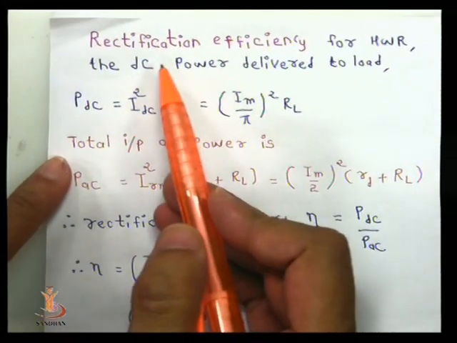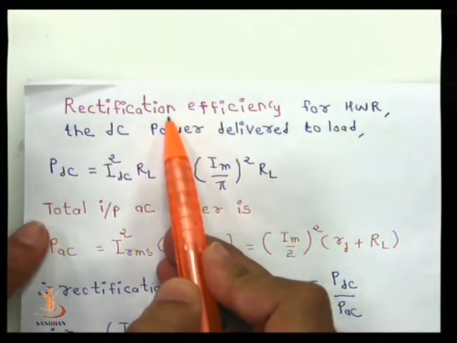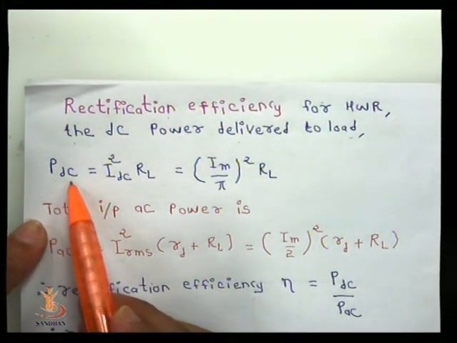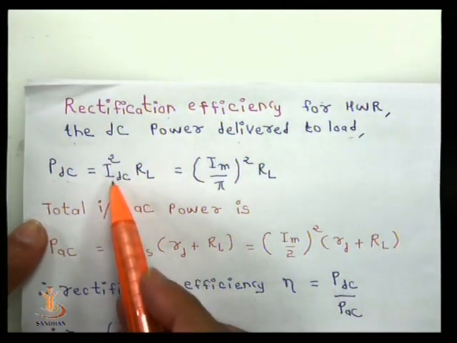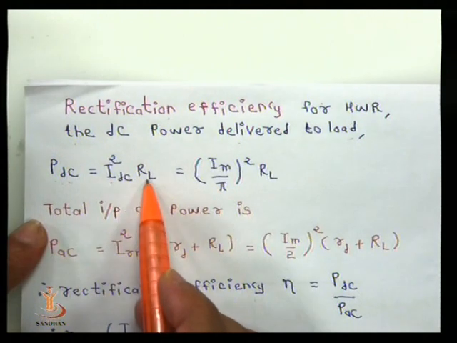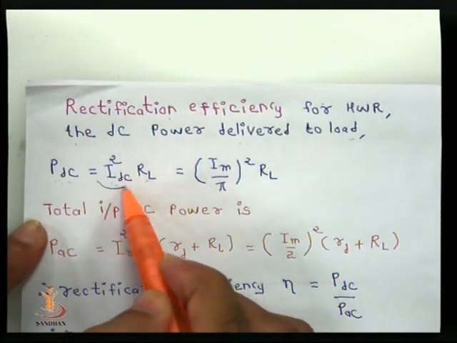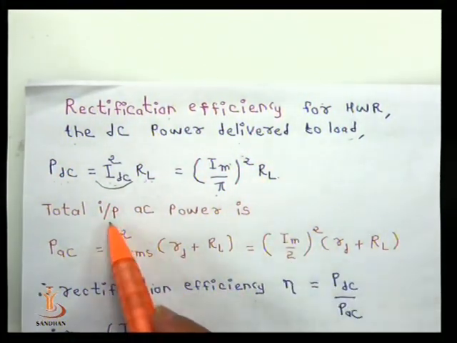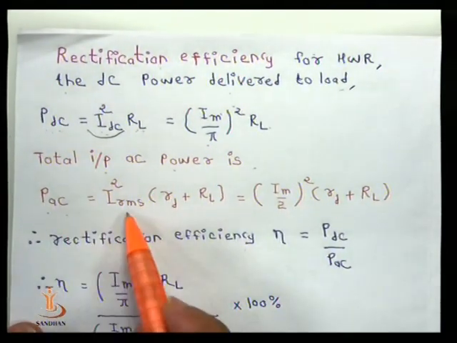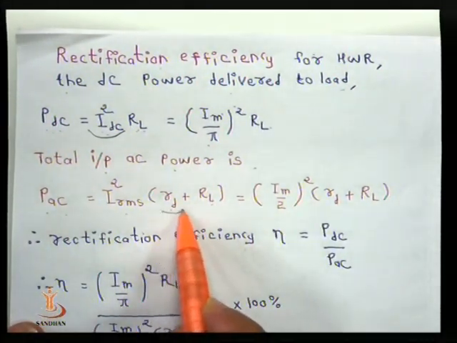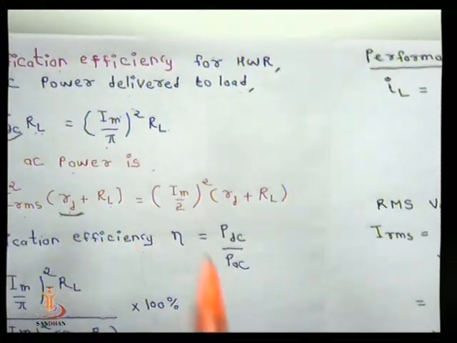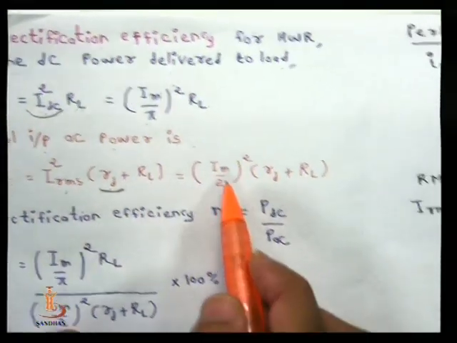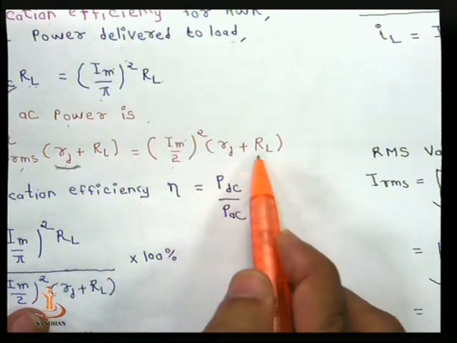So rectification efficiency is another component. For a half wave rectifier, the DC power delivered to the load, PDC, power is nothing but I square R. Basic formula of power is I square R. So I square DC into RL. In place of IDC, one can put Im by pi square as it is, RL as it is. Total input AC power is PAC equal to I square RMS into RD plus RL, where RD is considered as the diode resistance. Ideally, that diode resistance is considered almost 0. In place of IRMS, one can put Im by 2 whole square into RD plus RL as it is.